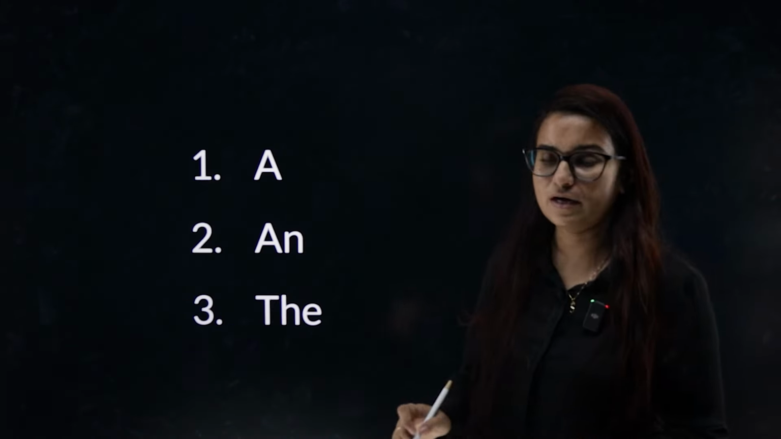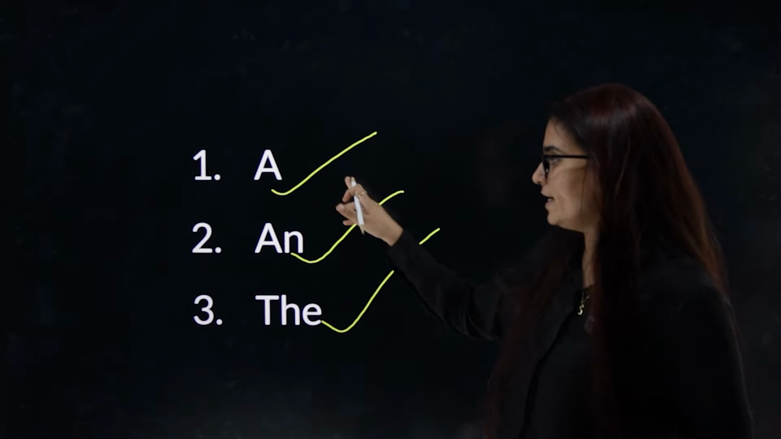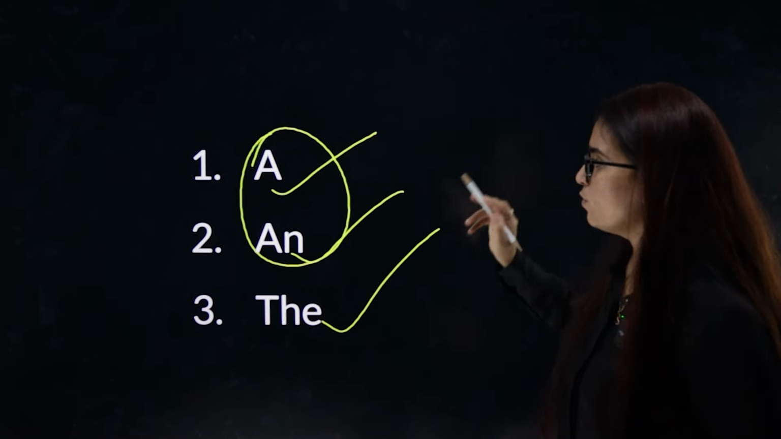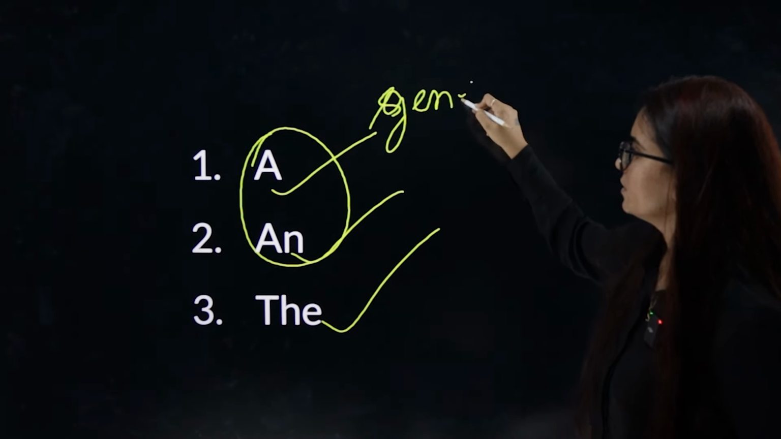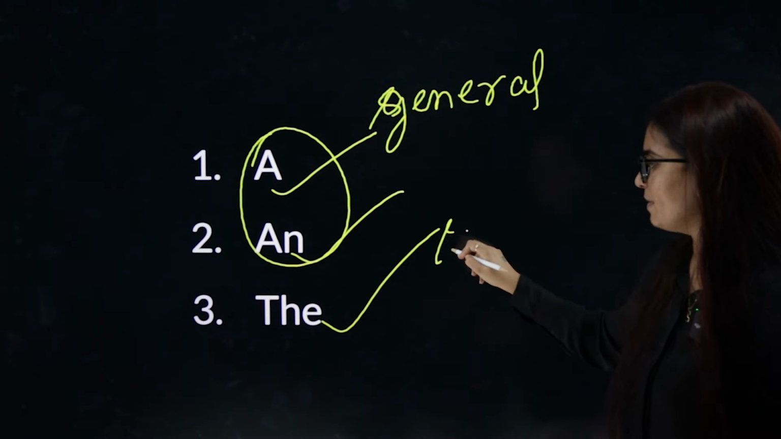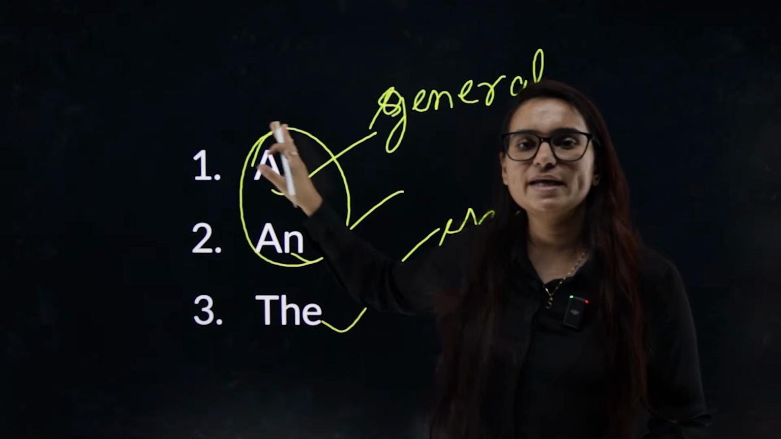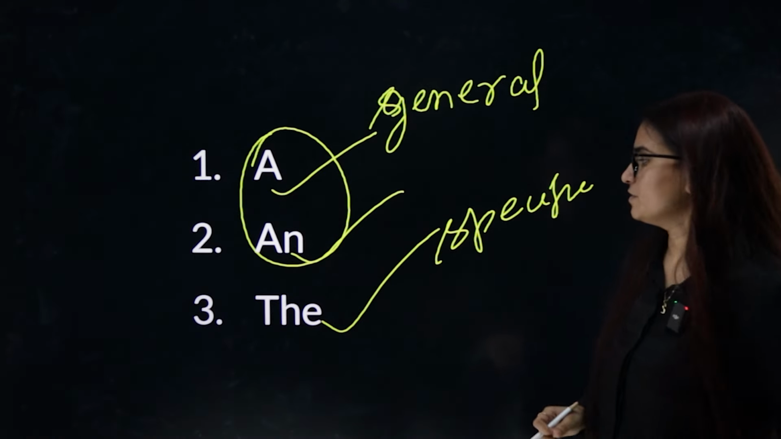There are three kinds of articles. We have a, we have an, we have the. So a and an tell you whether we are talking about a general noun. The tells you about a specific noun. In order to make it very simple: a and an tell you about the general noun. The tells you about the specific noun.